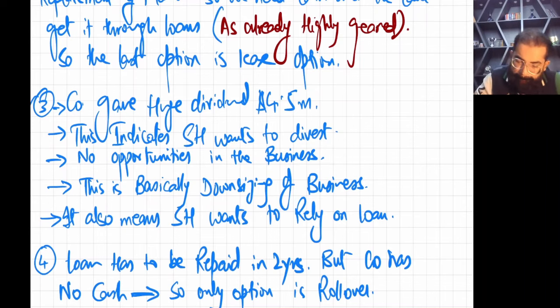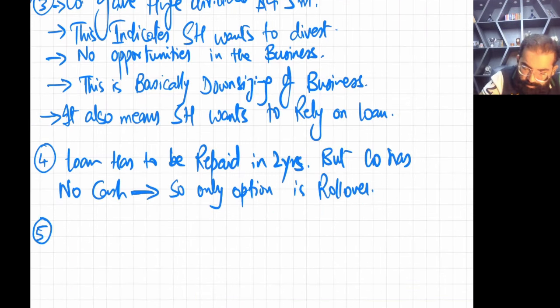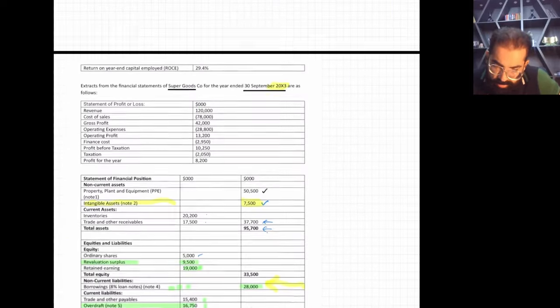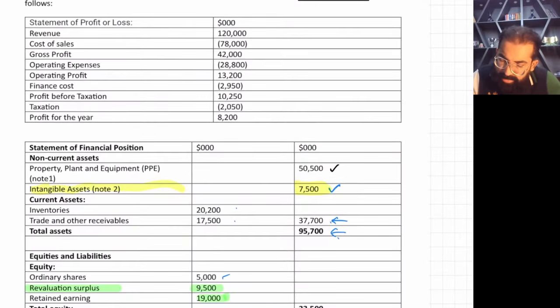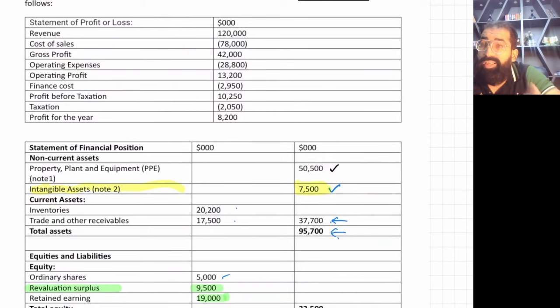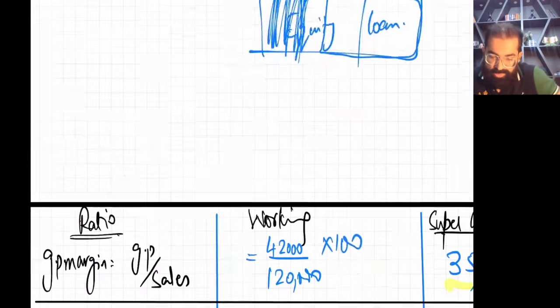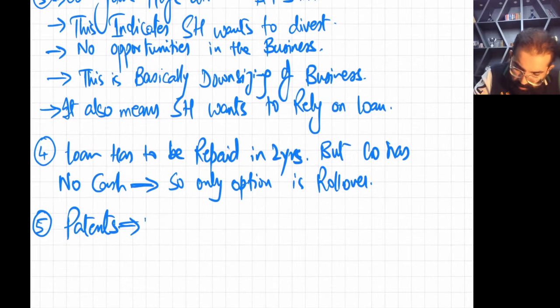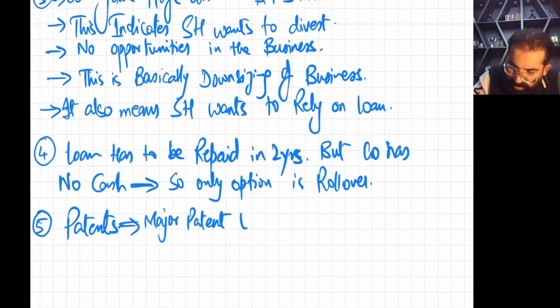Okay. Then one more point. This is about patents. The total patents, the intangible assets, are 7.5 million, and out of 7.5 million, 6.5 million of patents will be expired in 2 years. Major patents expiring soon.